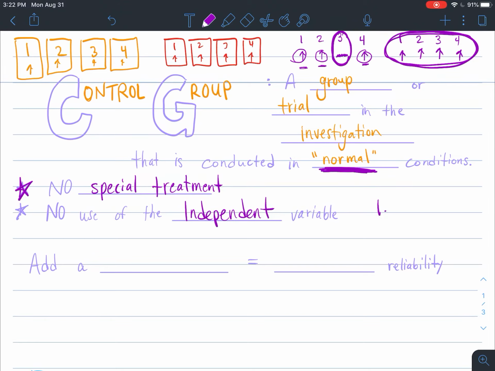Because remember, the independent variable is the thing that I, the scientist, will change. It's what we're changing in a group. Well, the independent variable, we're not going to change it in one group to prove that when we change it in the other groups, it's that thing that caused the difference in our results. So if we add a control group to our experiment, along with our other groups that are the test groups, it's actually going to increase our reliability, because we can compare our test groups to our control group.